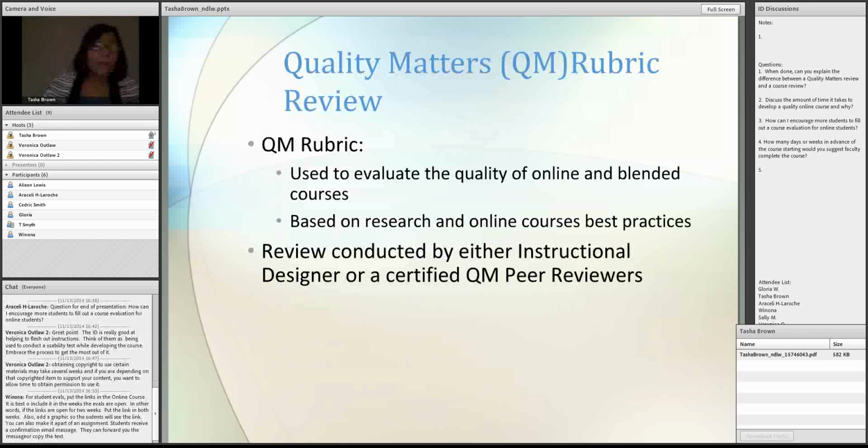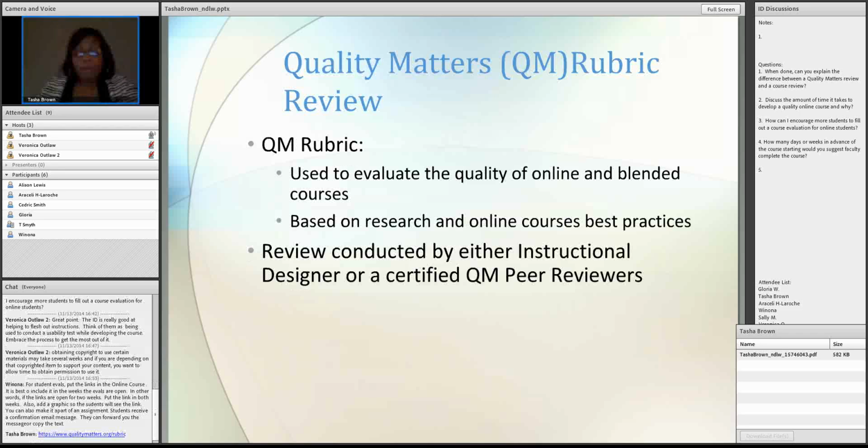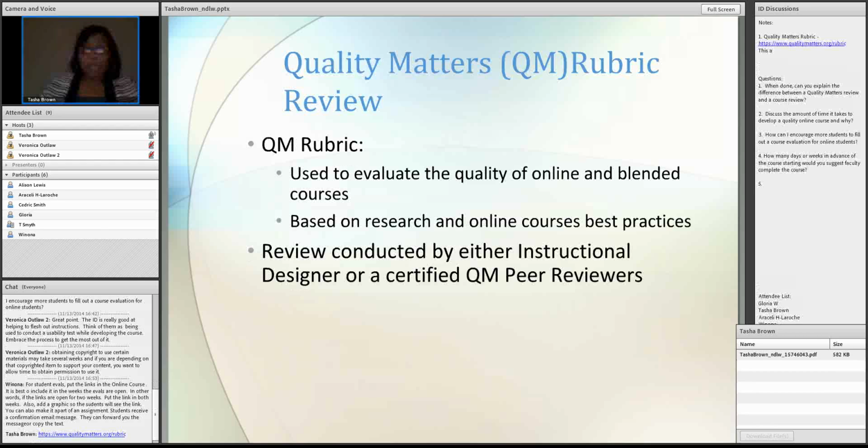Now, as we look at the Quality Matters Review, this is the rubric that is used to evaluate the quality of an online course and blended courses. Unfortunately, I cannot show you this rubric because it is protected. But what I can do is give you a link, which I just posted in the chat, where you can go and look at the standards as we talk through them. One thing you must know is that your university must subscribe to this rubric. If your university has not subscribed, that's the reason you cannot have a copy, because it is a protected document.